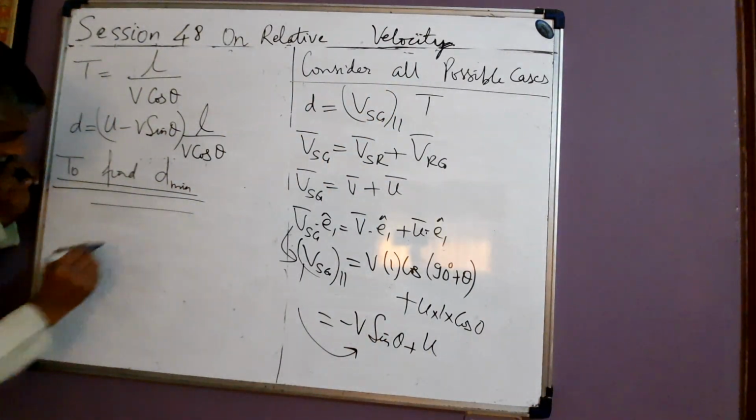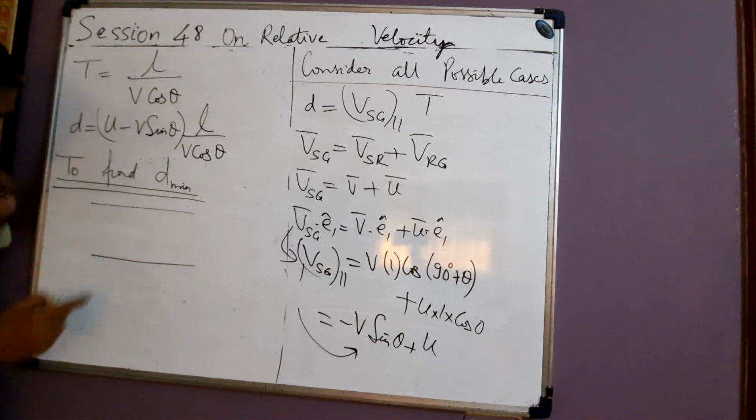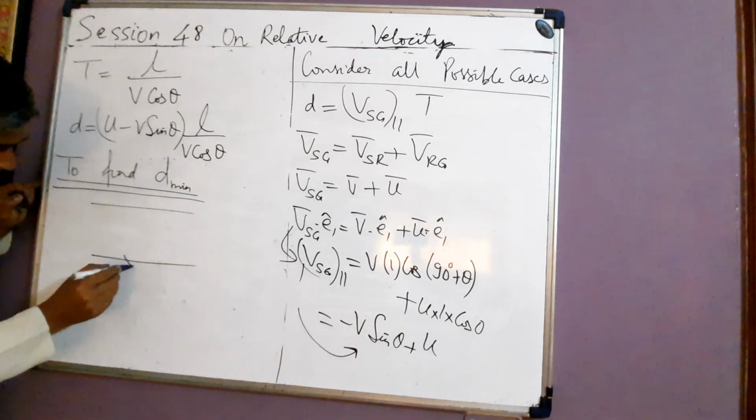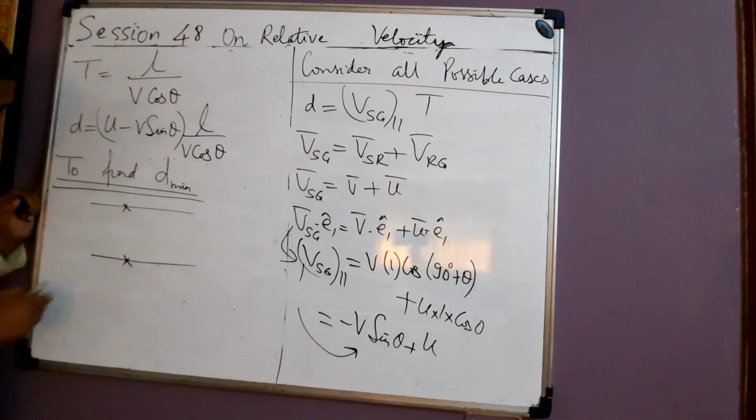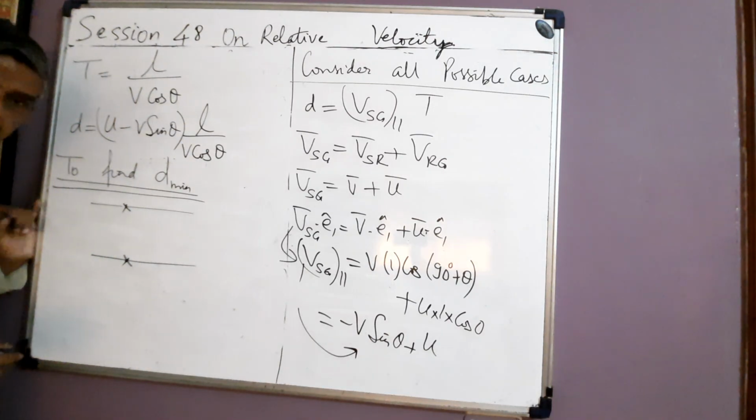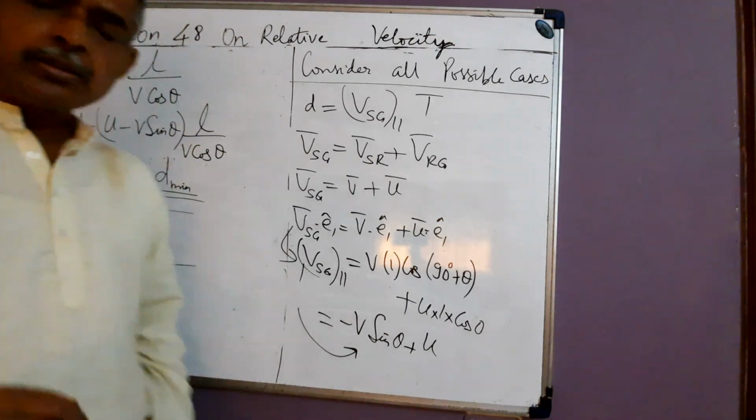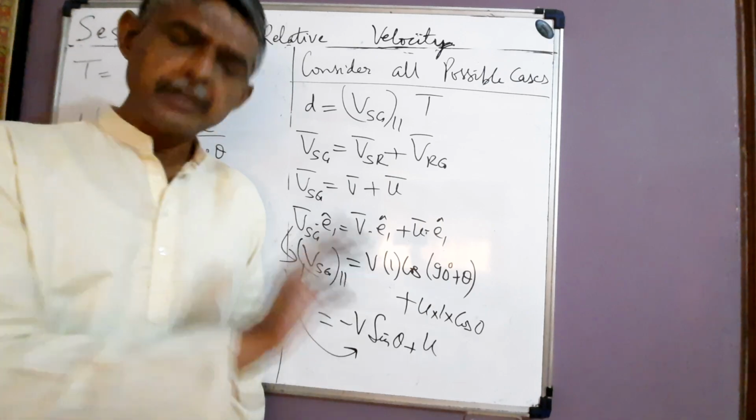Minimum drift. Person starts from here. Suppose this is the top view of the river. This is the starting point. This is the final point. This is the south bank. This is the north bank. Swimmer starts from here and just ends up here. Minimum drift will be 0. So at best, minimum drift is equal to 0.